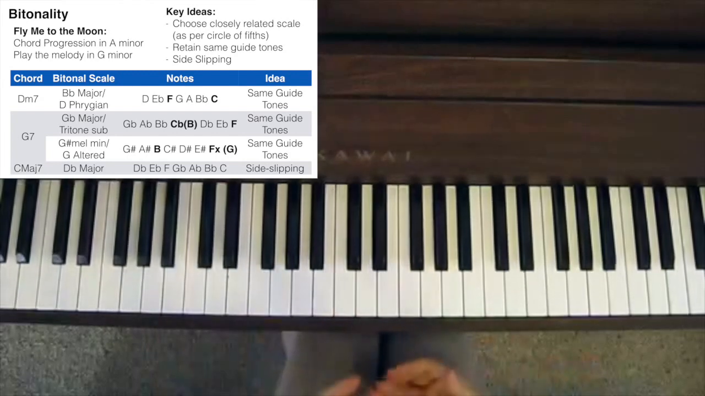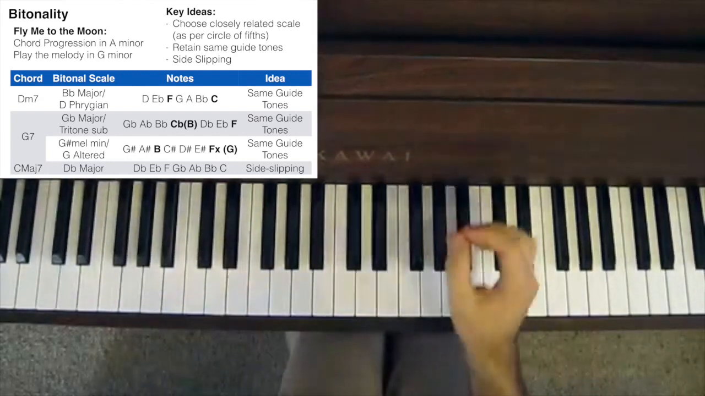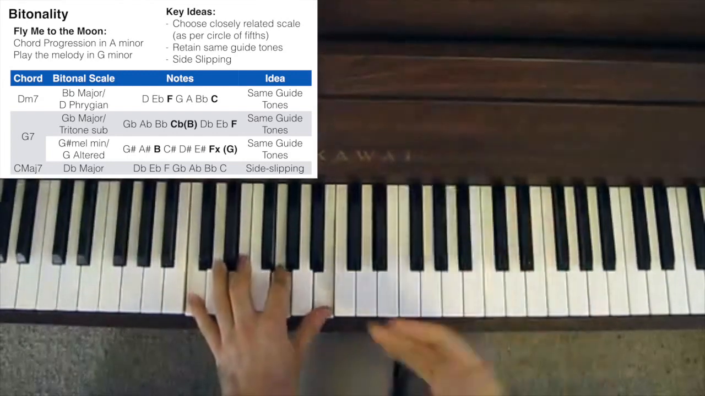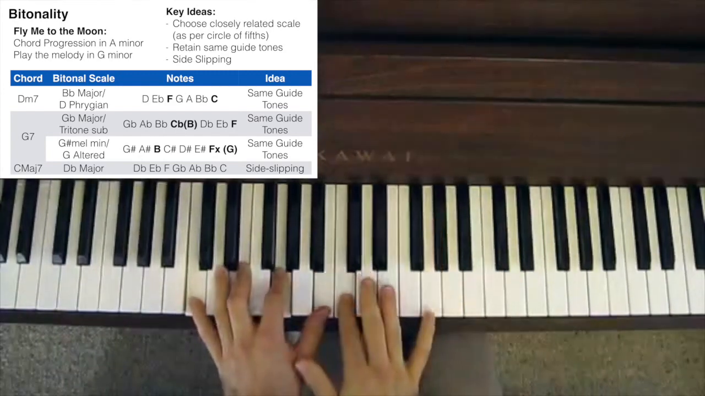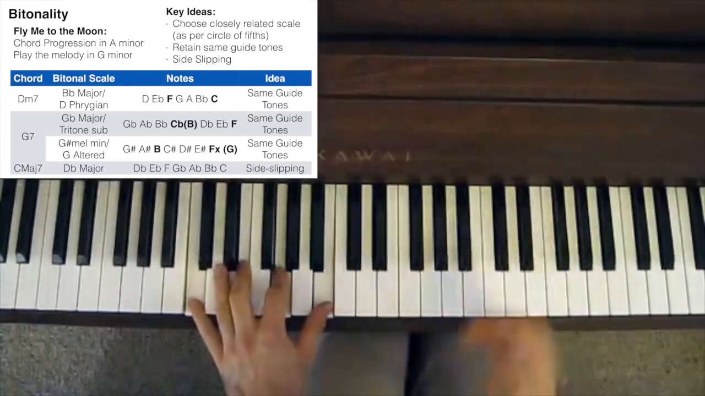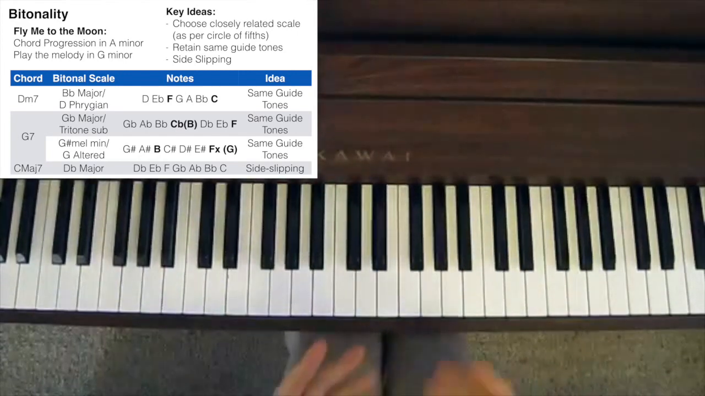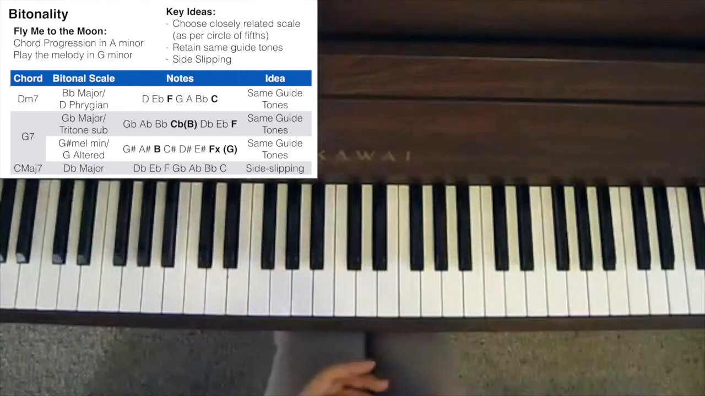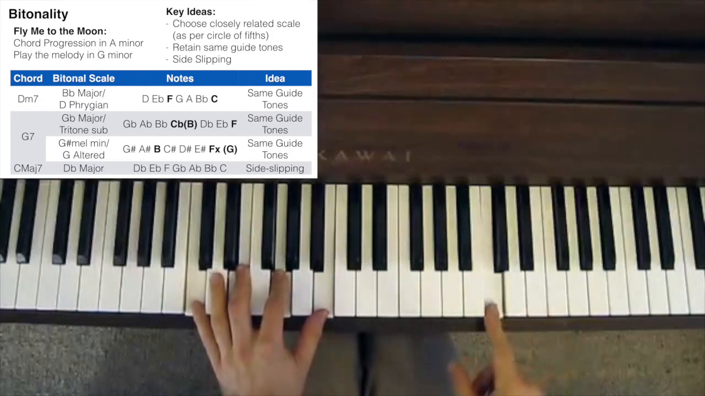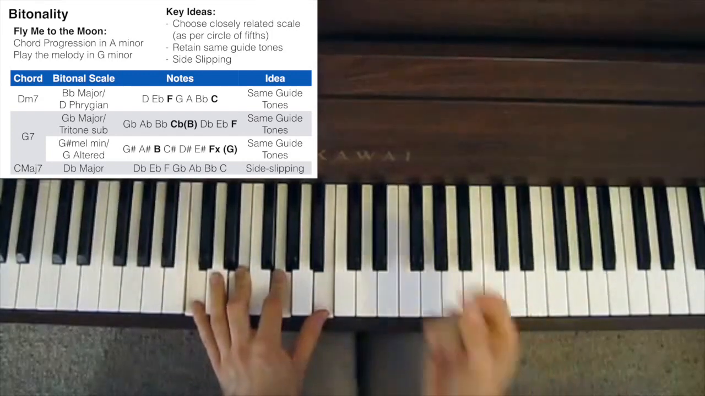But the reason that kind of works is because it's a semitone off, it's really quite easy to resolve that tension by just slipping down one semitone on any of the notes. And this technique is actually called side slipping, which is effectively a specific type of bitonality. And all it really means is slipping to the side by a semitone.